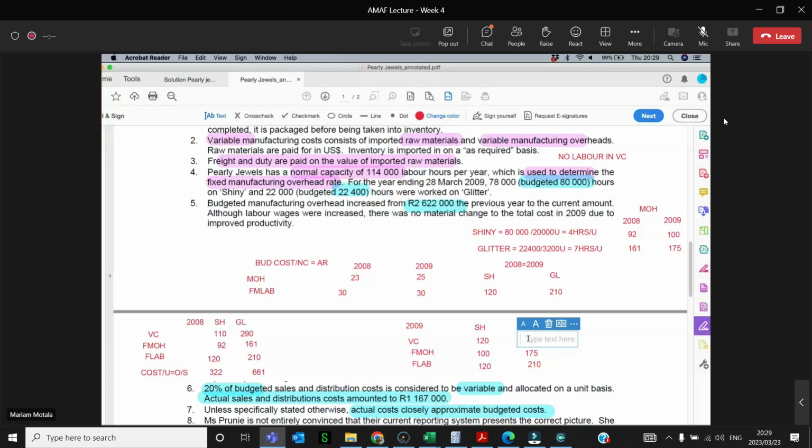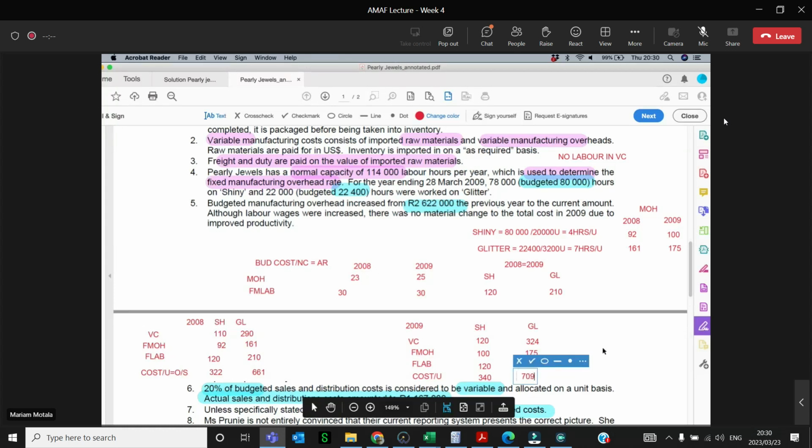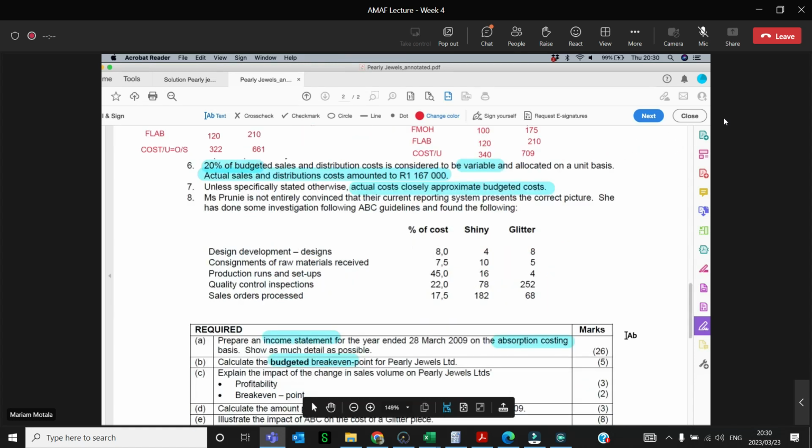And for glitter, what do you get for the variable cost of glitter? It should take you 1 minute. From the income statement, all you're doing is taking the cost and dividing it by the number of units produced. You should have gotten 324 rands, and you should arrive at a total cost of 709.